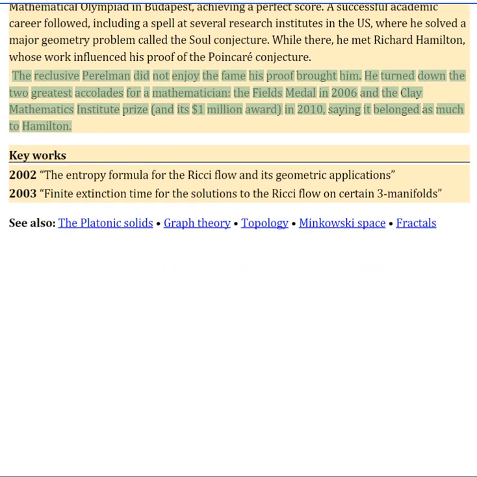The reclusive Perelman did not enjoy the fame his proof brought him. He turned down the 2 greatest accolades for a mathematician, the Fields Medal in 2006 and the Clay Mathematics Institute Prize in 2010, saying it belonged as much to Hamilton.